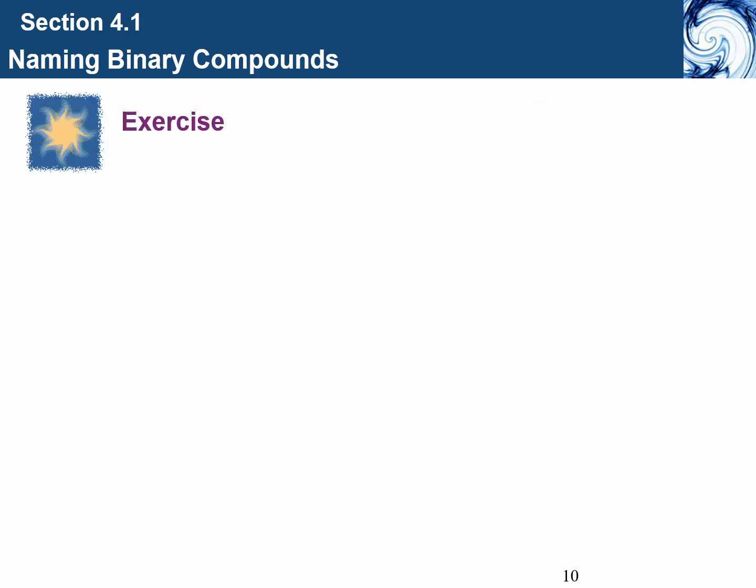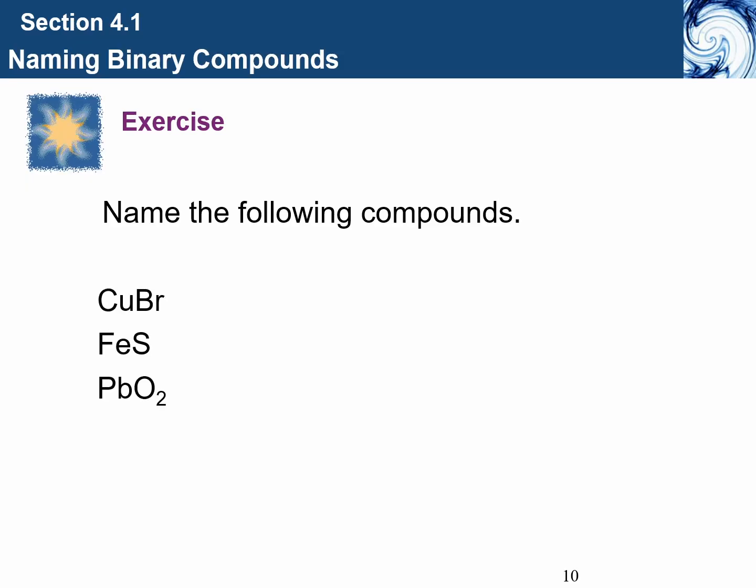Exercise time though, so let's see if you can do this one. Name the following compounds. We have CuBr, we have FeS, and we have PbO2. Oh no, spoilers. Did I tell you one? I don't know. We're about to find out because it's going to make you do it on Wayground.